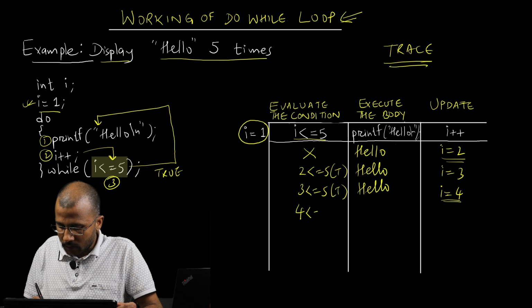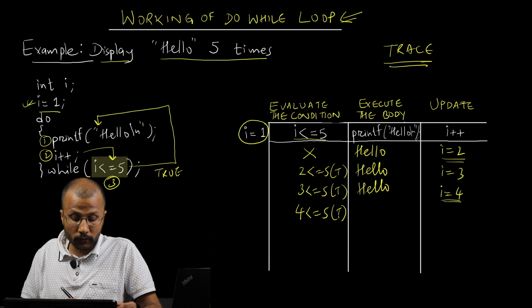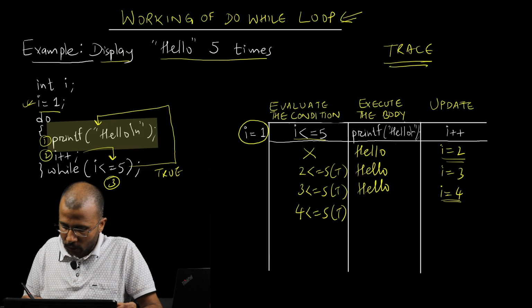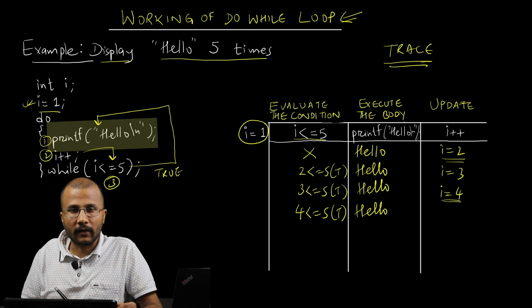So 4 less than equals to 5. Is it true or false? This is again true. If this is true, what do you do? You go and execute the statement printf hello. So you will display the message hello on the screen, and then you increment the value of I by 1.